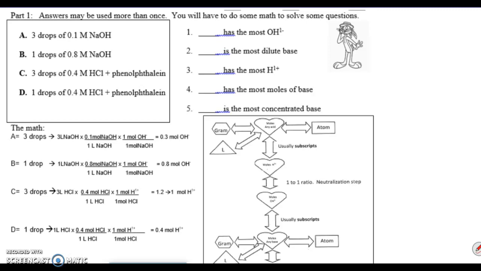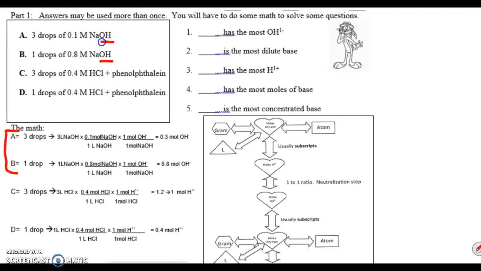Well, hydroxide is right there and hydroxide is right there. So I've just limited my answers down to A and B. 3 drops of 0.1 or 1 drop of 0.8, which is going to have more hydroxide ion in it? If you can see it, that's great. You can put your guess down on your paper right now, but we can look at the math of it as well. So A and B, here's the math for it.